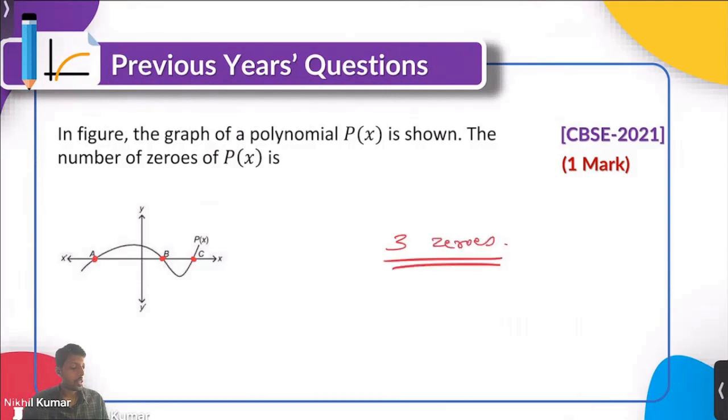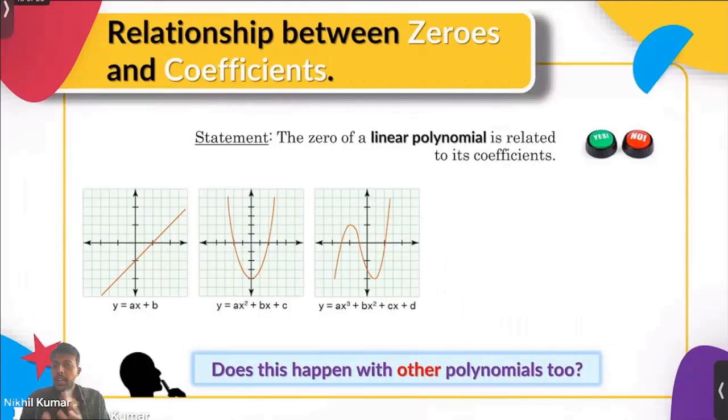That's it. Let's look at the relationship between zeros and coefficients of a polynomial. We're going to start with a linear polynomial. The general form is ax plus b. This is our linear polynomial. If we have to find the zero of this polynomial, how do we do that? You just equate it to zero and find the value of x.